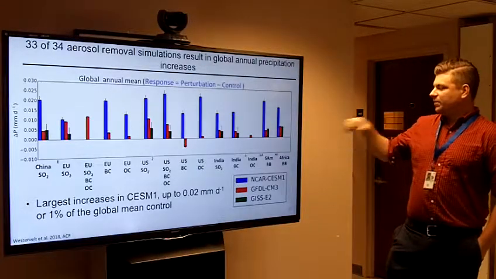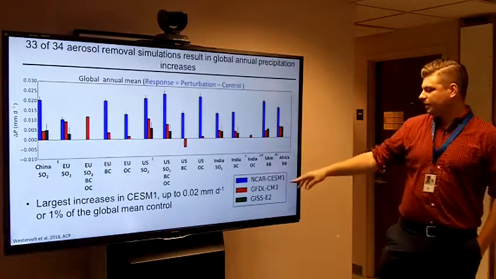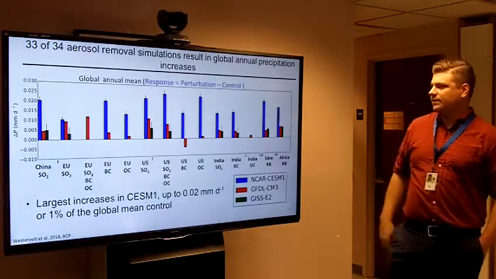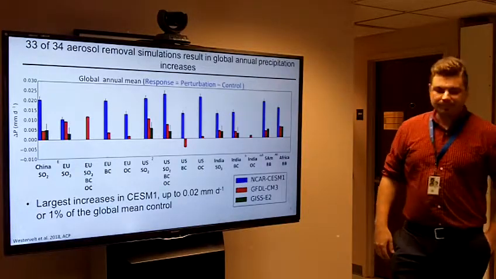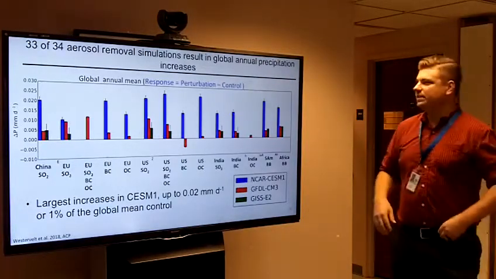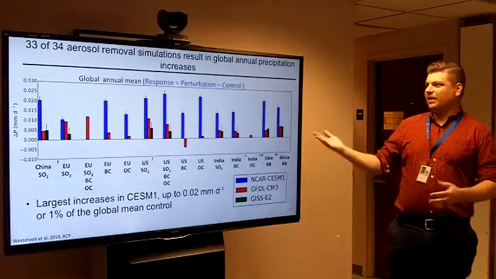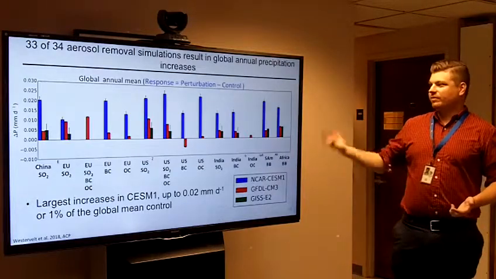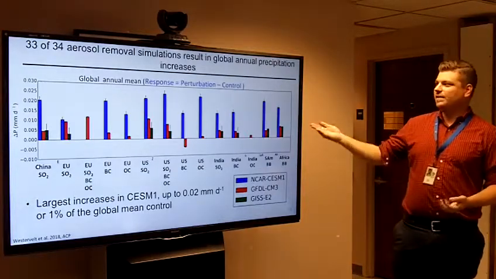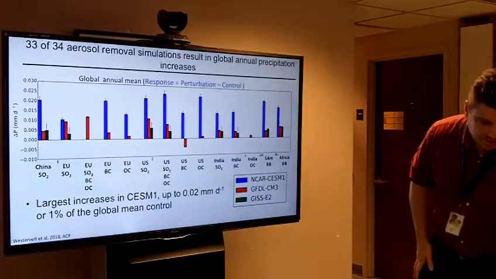The GISS model, in some locations, is close to the GFDL model, and so the NCAR model stands out on its own on a global scale. But I guess the main point is that in almost every simulation, we at least get the same sign in the global precipitation. So removing aerosols in all these different regions causes an increase in all but one of the different aerosol removal simulations.